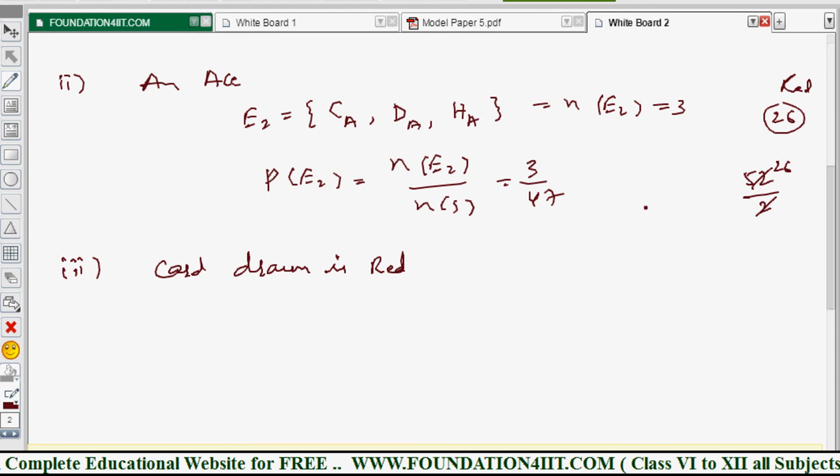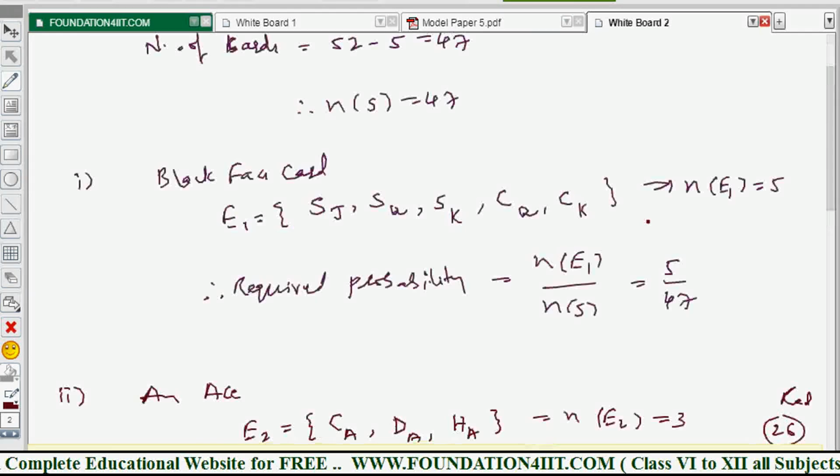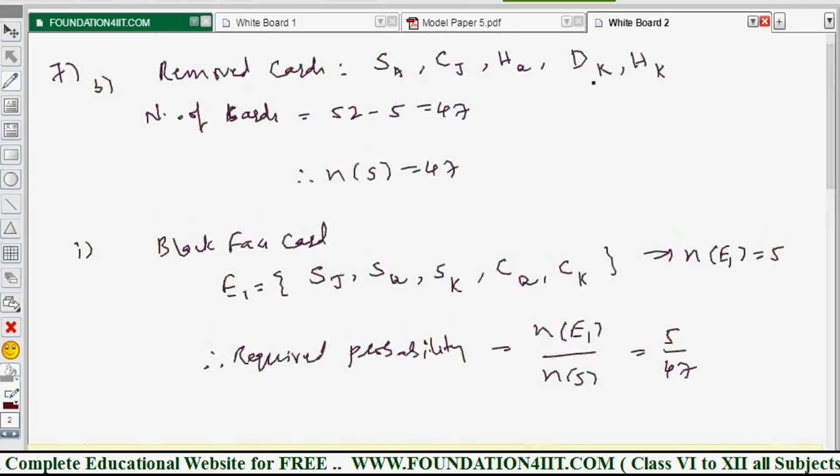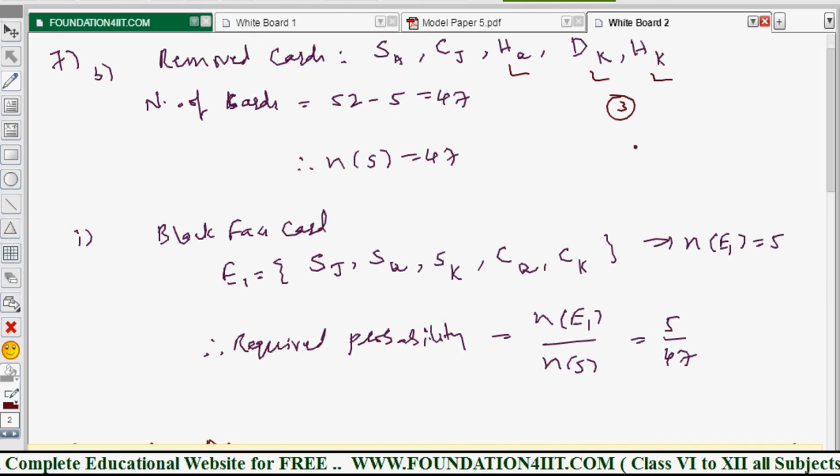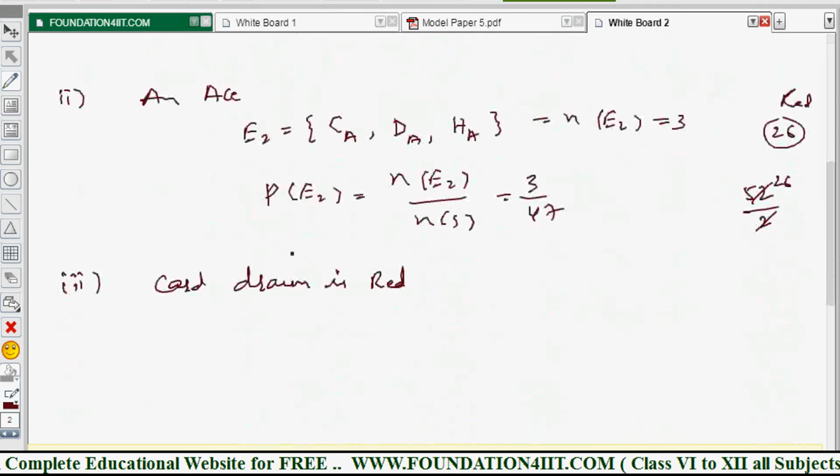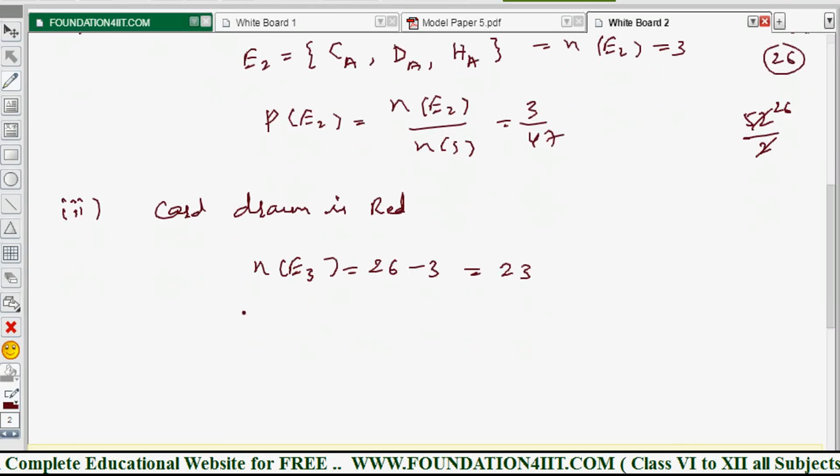So in that red, we have to remove the ones already removed. That means the heart queen, diamond king, and heart king are removed. So 3 are removed, and the remaining is 26 minus 3. Then n of E3 is total 26, with 3 already removed. So the remaining is 23. This is n of E3.